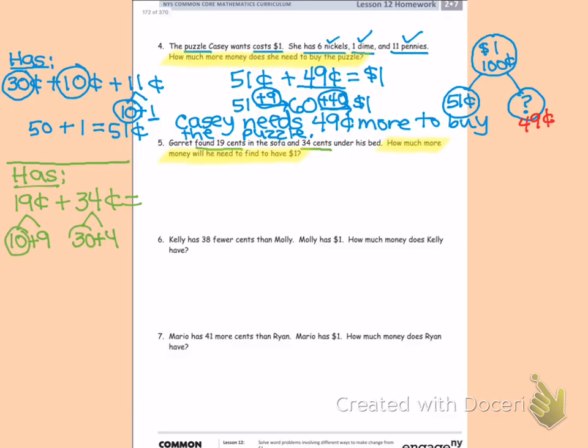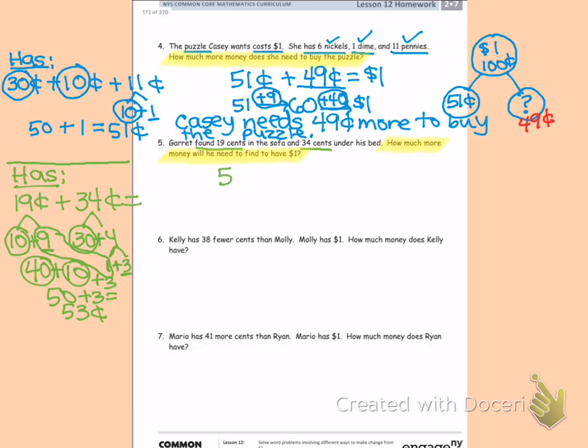So there's 10 and 30, that's 40. Now there's a nine ones. In order to make another 10, I better pull out 1 here. So there's 9 and 1 right here, which makes another 10. And then the 3. 40, 50 plus 3 equals 53. So Garrett already has 53 cents.